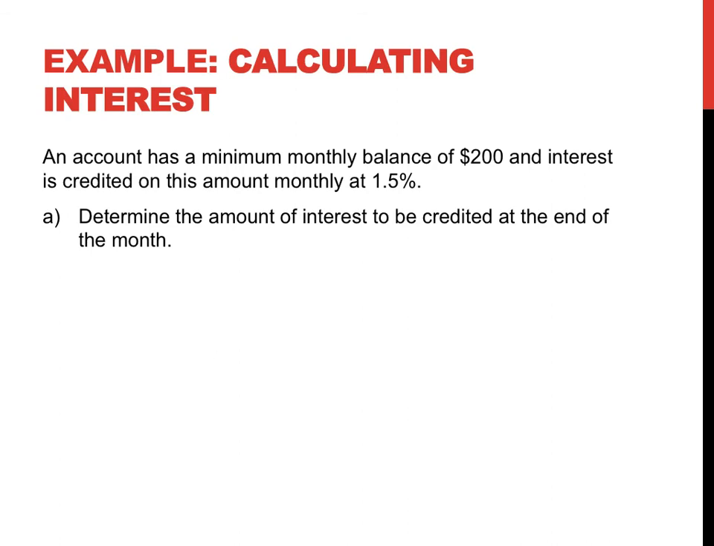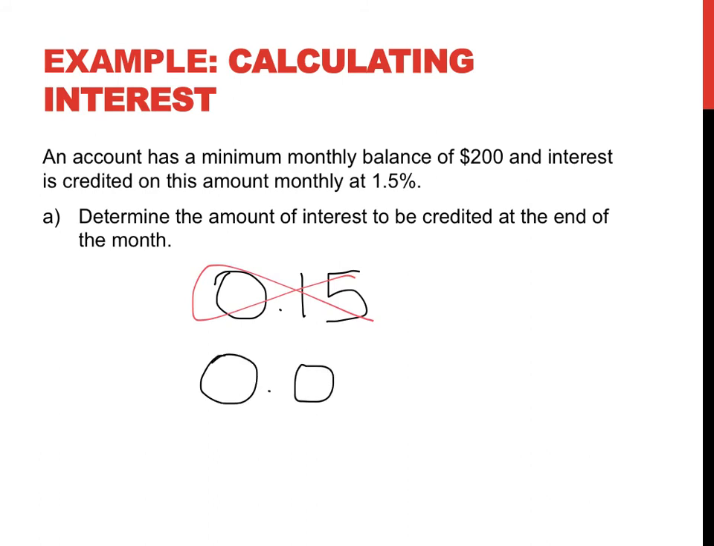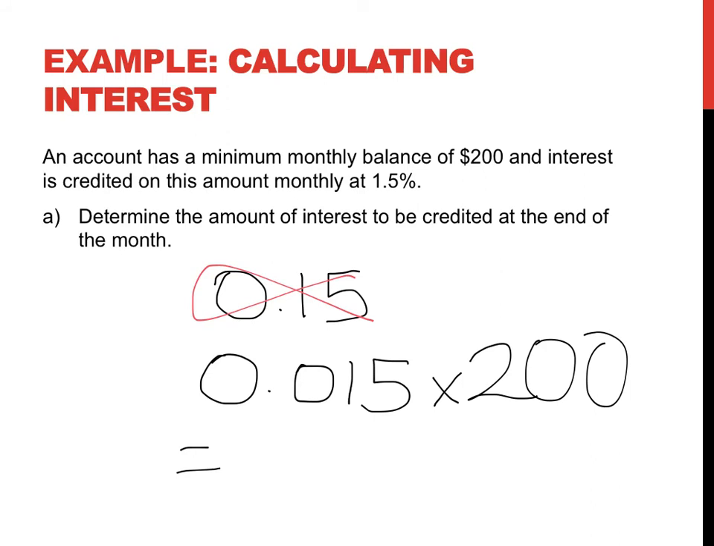So let's have a look. I want to find out 1.5% of $200. Now, of means times. 1.5%, if I write it like that, I know I'm wrong. 1.5% is 0.015. That's 1.5%. Of means times $200. How much interest did I earn on my account? $3. Excellent. Congratulations. At the end of my month, if I just had that 200, that minimum amount in there, I would have earned $3.